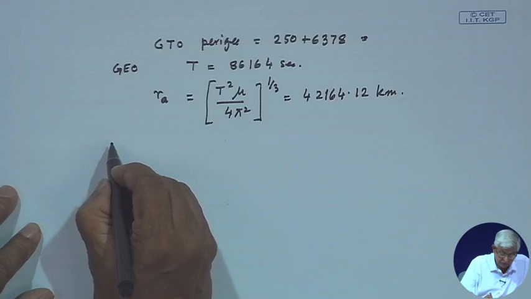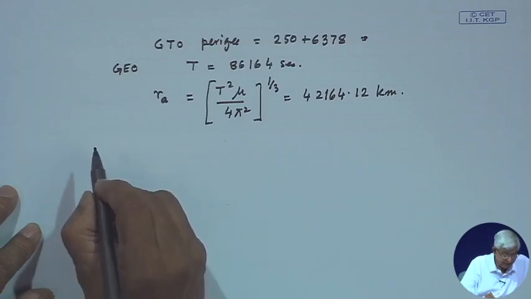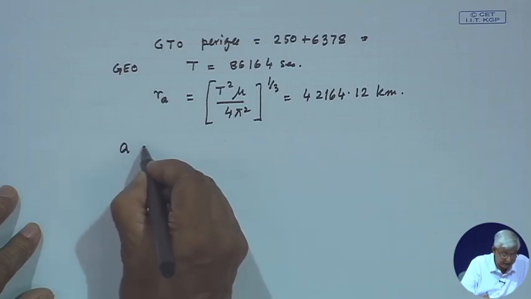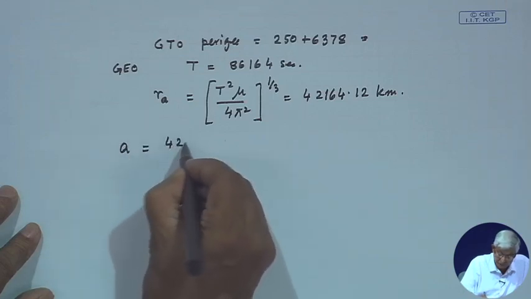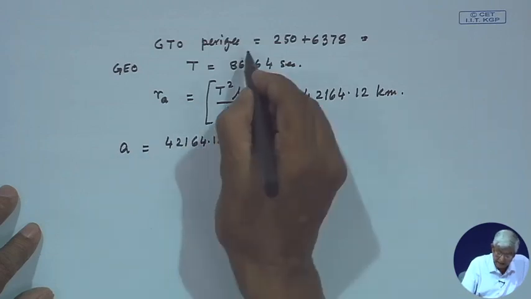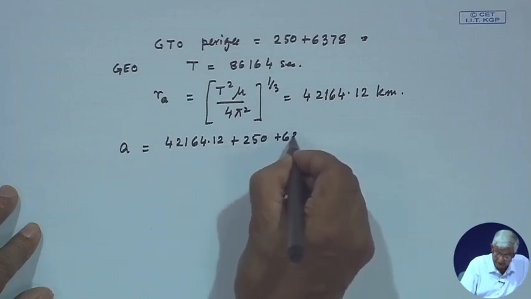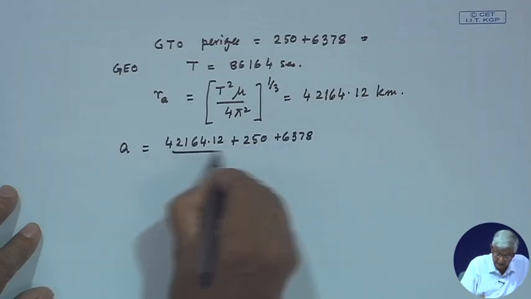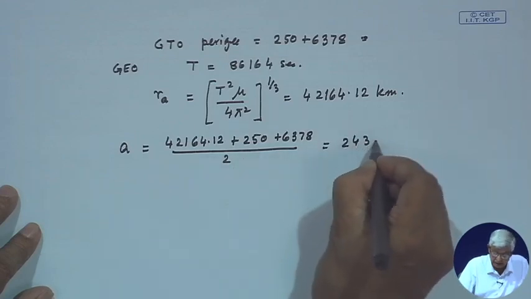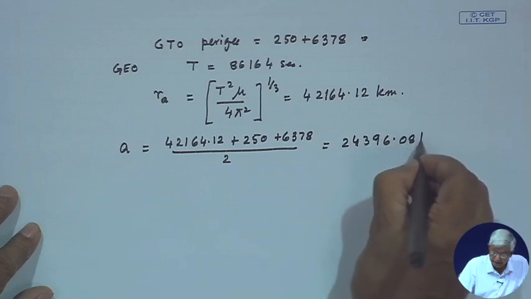Now, for finding the velocity at apogee, we have to find out the semi major axis. So, semi major axis A is 42164.12 plus the perigee distance 250 plus 6378, divided by 2, which comes out to be 24396.08 kilometer.